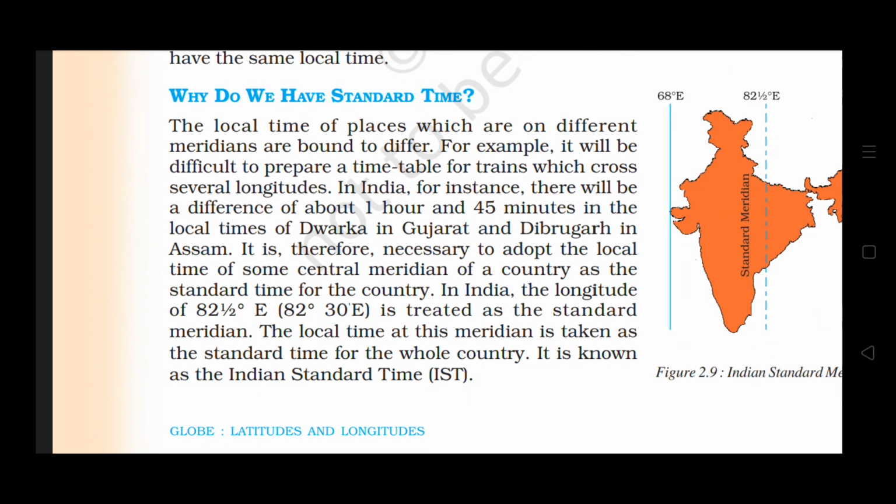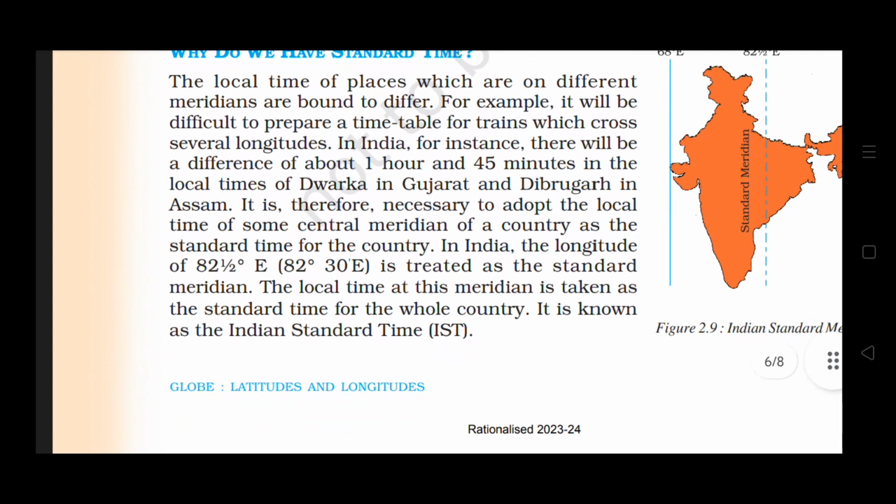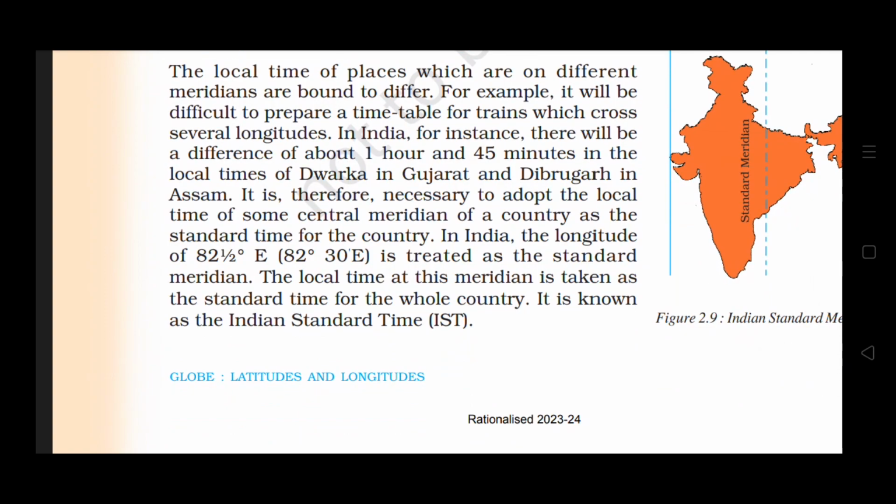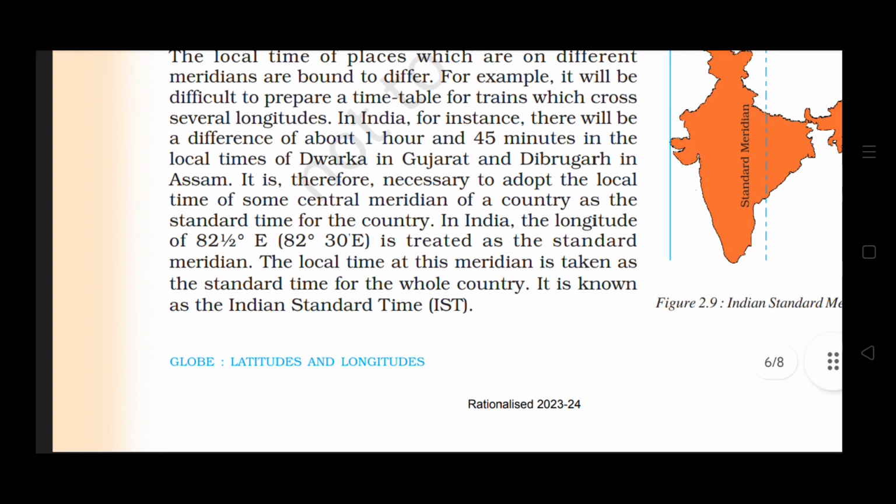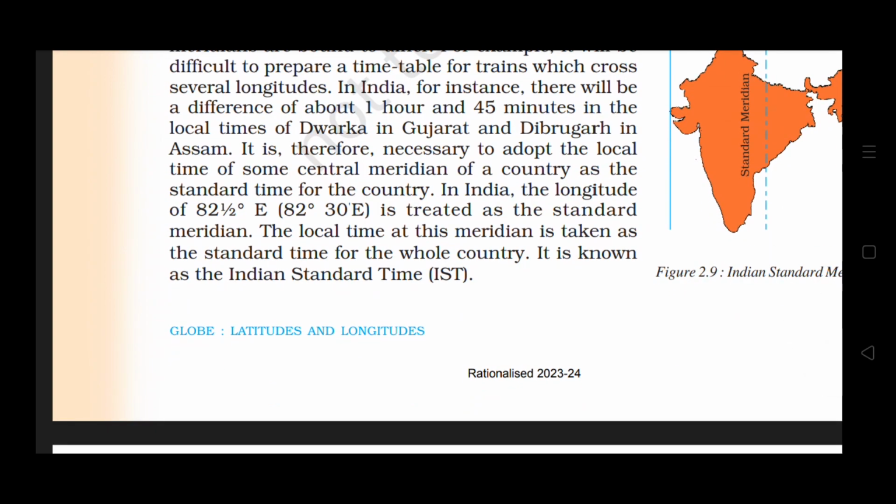Okay, so let's read and try to understand. In India, for instance, there will be a difference of about 1 hour and 45 minutes in local time of Dwarka in Gujarat and Dibrugarh in Assam. So as you know, Gujarat and Assam are at a difference of many longitudes between them. There's a huge difference of longitude between them, so that's why there would be a time difference also. So that is the reason why we should have a particular standard meridian.